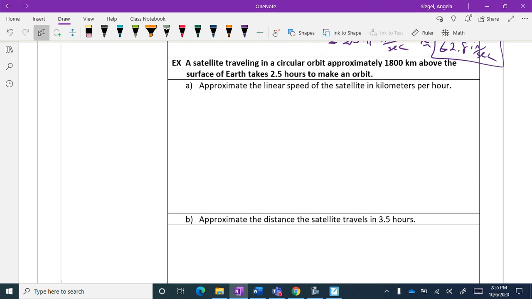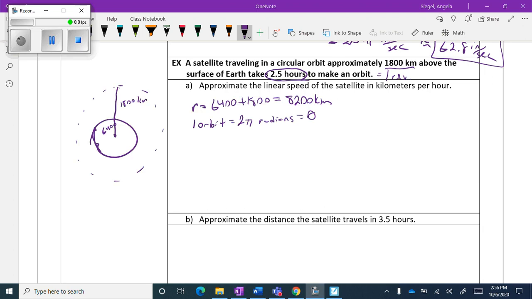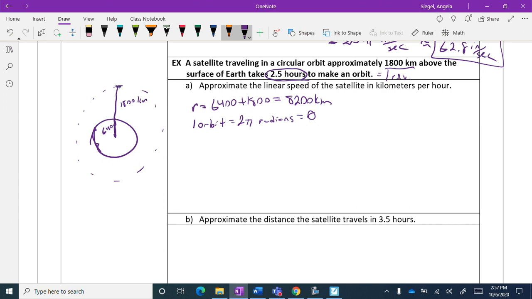So we're talking about a satellite, and it is 1,800 kilometers above the Earth, and it takes 2.5 hours to make an orbit. So think about this. It takes 2.5 hours to complete one revolution. I wanted to kind of figure out what it was saying. So remember, in a previous lesson, we learned that the radius of the Earth was 6,400 kilometers, and this satellite is rotating up here at 1,800 kilometers in the sky. So it's 1,800 plus 6,400 is going to be our radius.